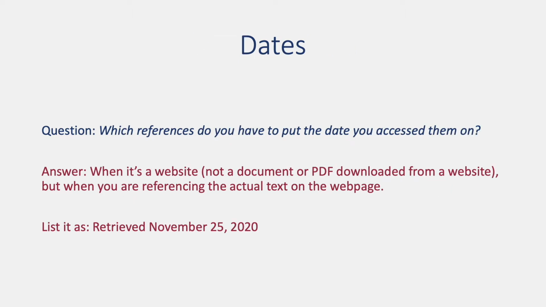In APA 7, you don't need to list the date you retrieved a journal article. This is different to APA 6. However, you do need to include a retrieval date when the reference is a website, not a document or a PDF downloaded from a website, but the actual web page itself. You would list it as retrieved month, day, year.